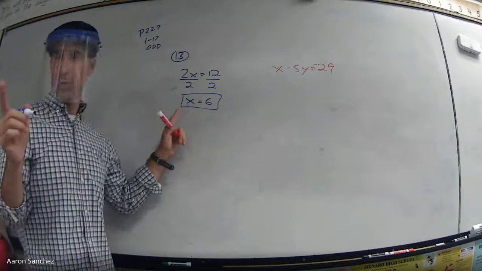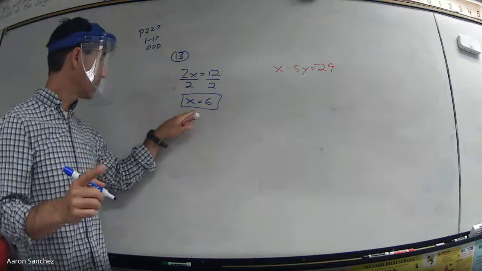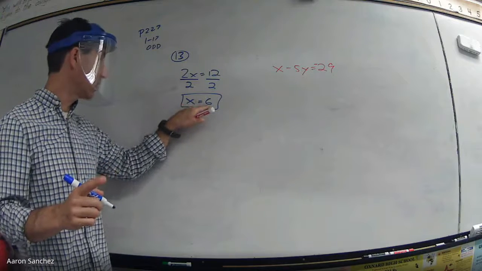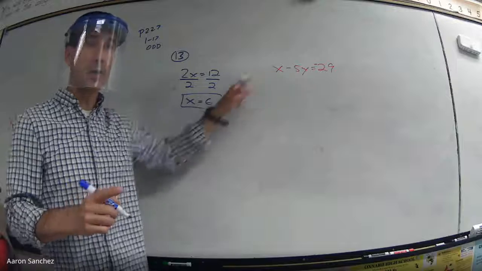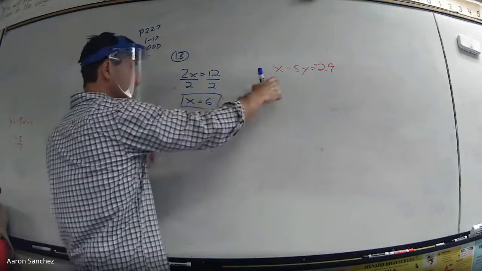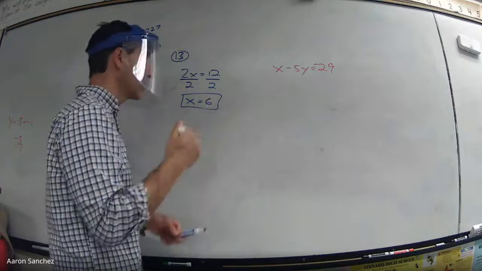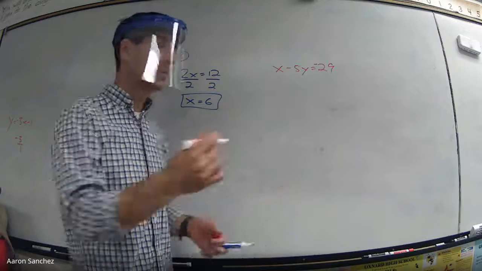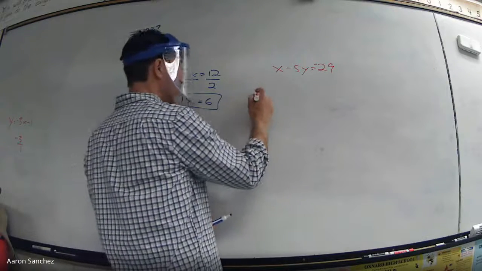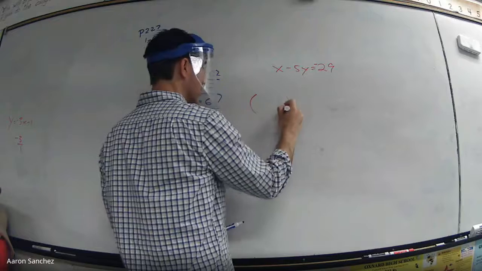Now, here's what I want to make sure you guys understand, because I think this is where you were confused. Since X is equal to 6, wherever there's an X, I can put in 6. Substitution, right? So X equals 6. There's an X right there, so let's rewrite this equation. And instead of X, what do I do, Olivia? I put 6, because that's what it tells me to do.